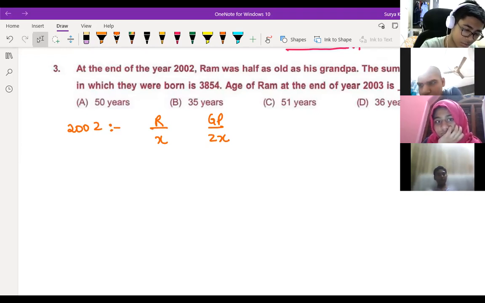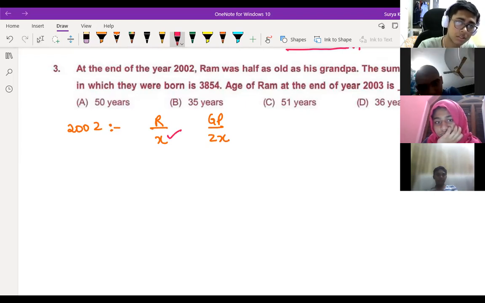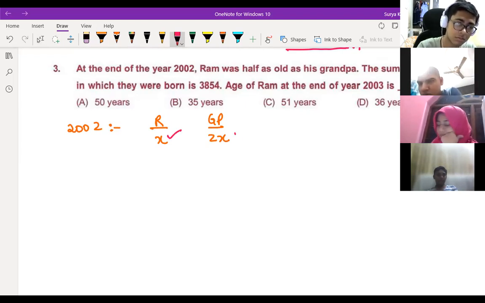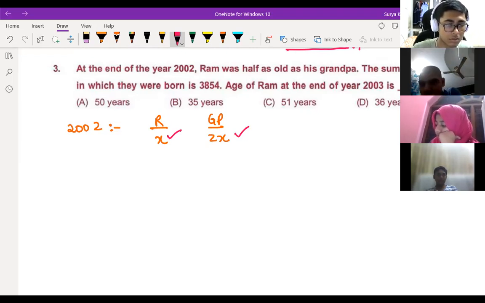Sir, 1 minute. Sir, we can say, let the age of Ram at the end of 2002 be X. Then, sir, 2X is the age of grandpa. Then, sir, sum of the years is equal to 3854.